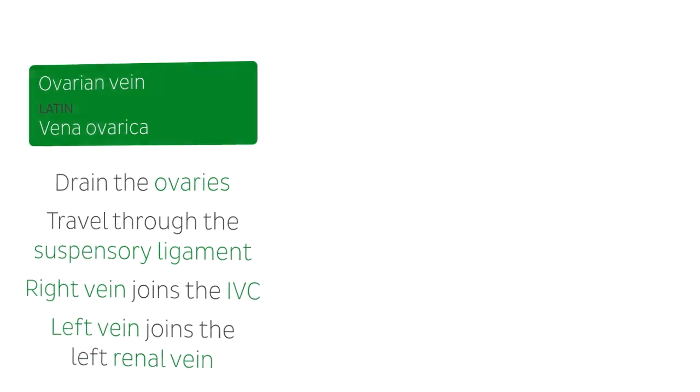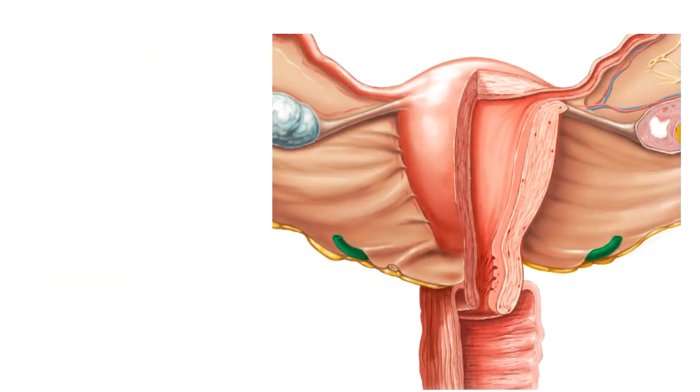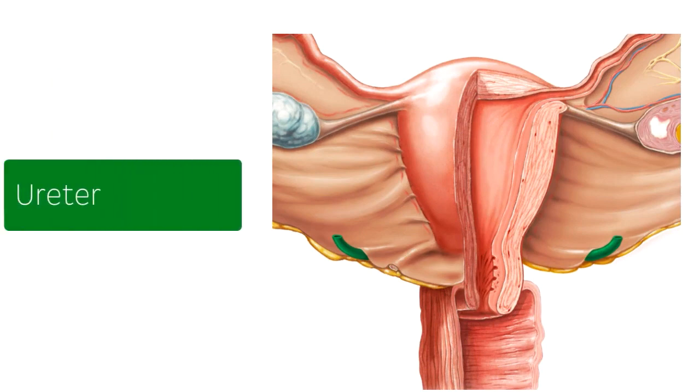Another structure that is found within the broad ligament is the ureter, and the ureter arises from the renal pelvis of the kidney before it descends retroperitoneally in the abdominal cavity. And in the pelvic cavity, it travels in the broad ligament before it enters the bladder.